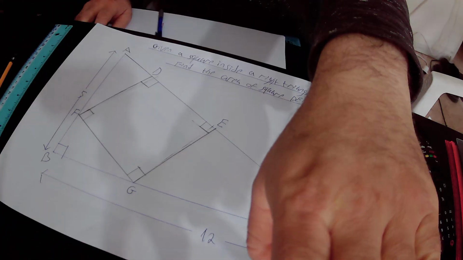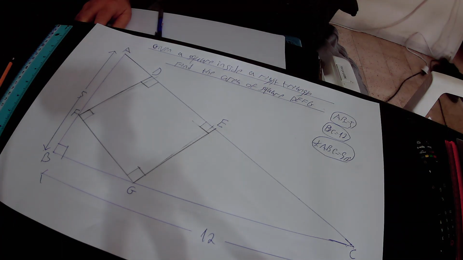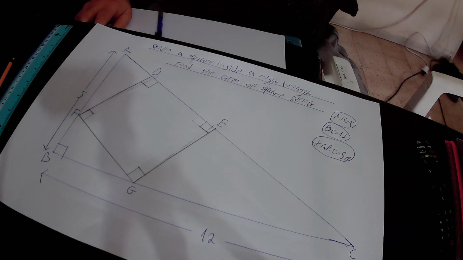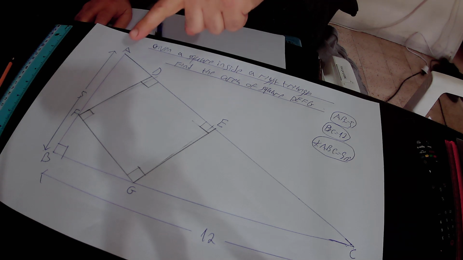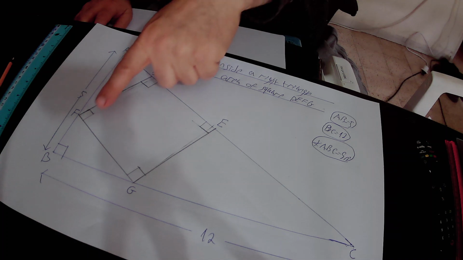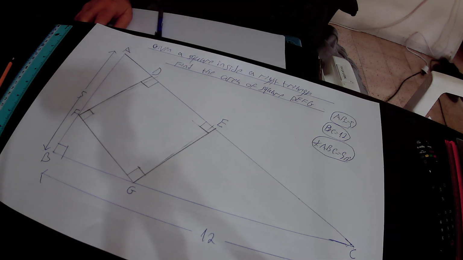Now, in this lecture, we'll find out the area of a square. In the drawing, we have triangle ABC. Triangle ABC is a right triangle. Side AB of the right triangle ABC equals 5 units. Side BC equals 12 units. This is angle ABC, that is a right angle.